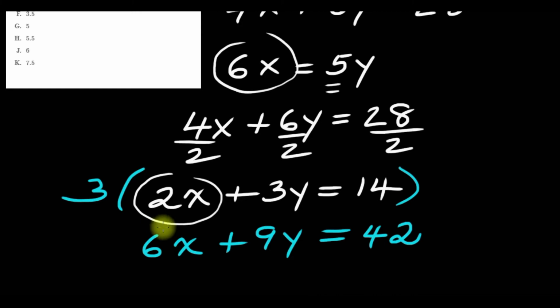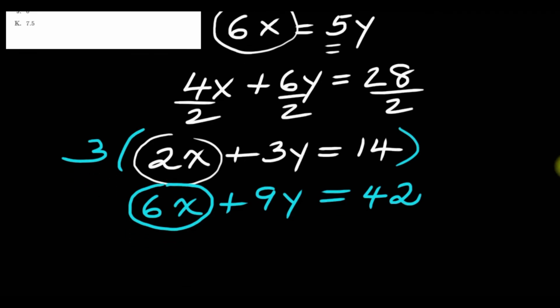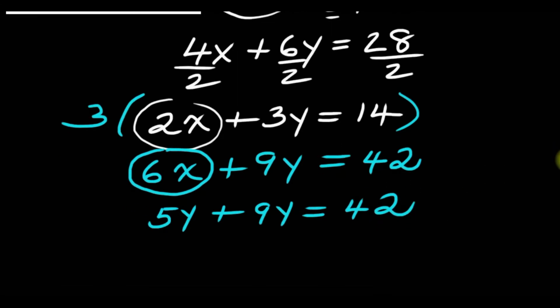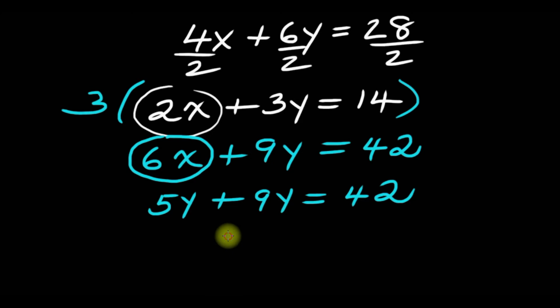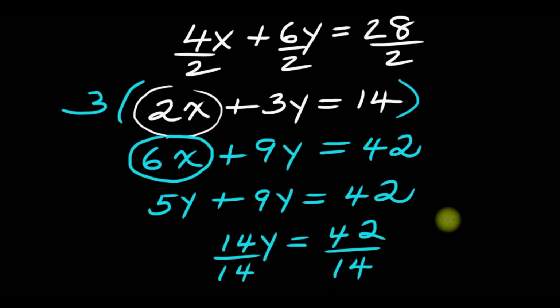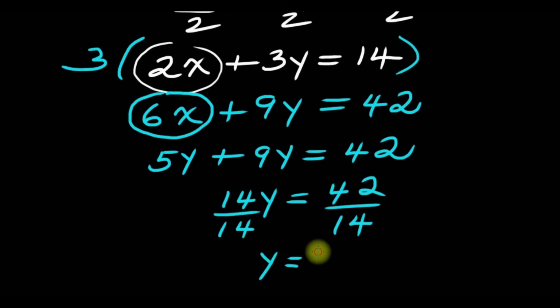And now look, I can substitute what 6x is for this 6x, right? Well, what is 6x? 6x is the same as 5y. So I can replace the 6x with 5y. And then plus 9y is 42. And then I'll solve for y. So here I have 14y is 42. Divide by 14. So y is 3.